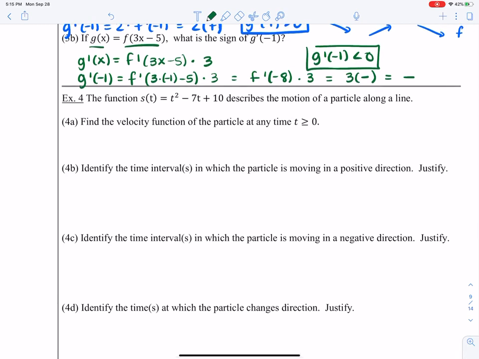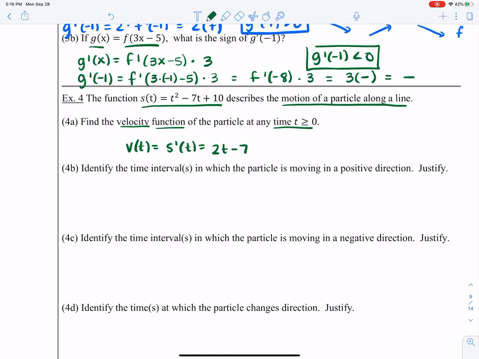And so now let's look at a position function. And let's say we have a particle moving along a single line. The first question says, find the velocity of the particle at any time t greater than or equal to 0. So we know that velocity is the derivative of position. So we're going to take the derivative and get 2t minus 7.